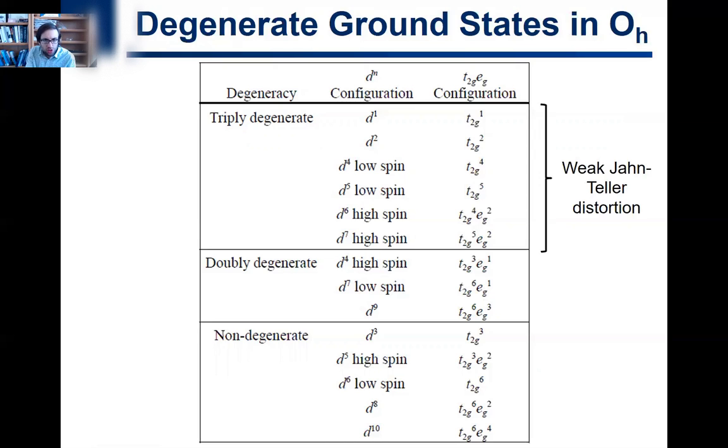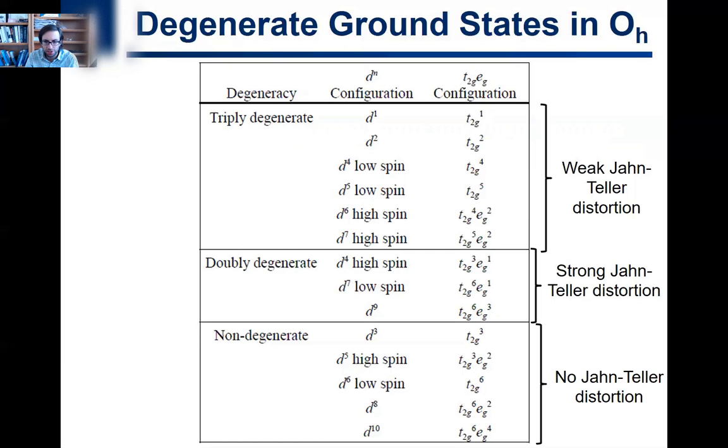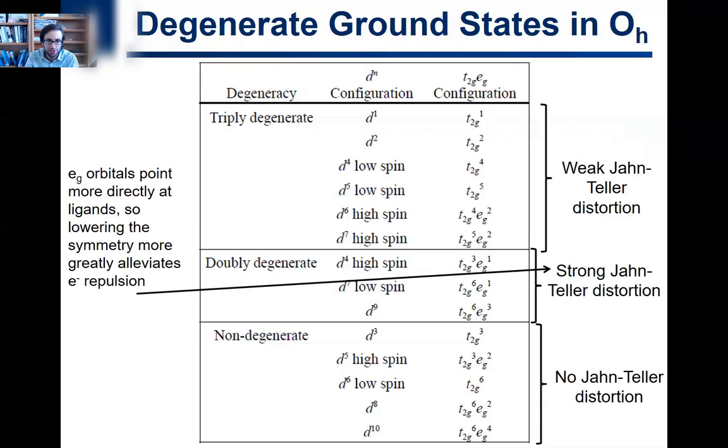Now, the ones that are triply degenerate are going to have weak Jahn-Teller distortion. There's going to be Jahn-Teller distortion. You're going to go away from octahedral, to a lower symmetry, but it's going to be a weak effect. It's going to distort a little bit. The doubly degenerate ones are going to have strong Jahn-Teller distortions. And if you're not degenerate, it's going to be octahedral, no Jahn-Teller distortion.